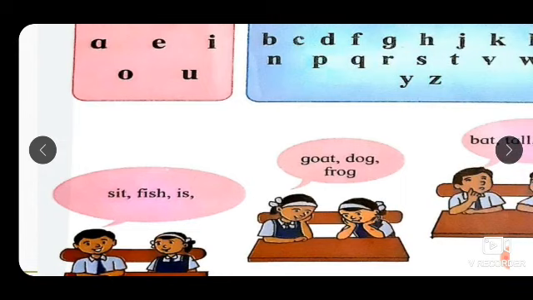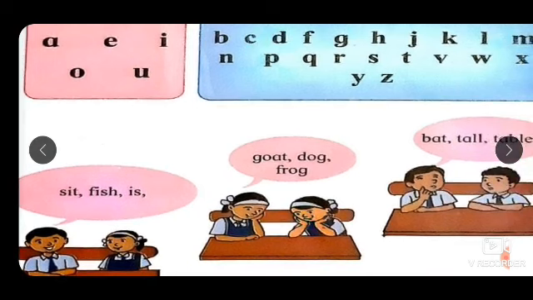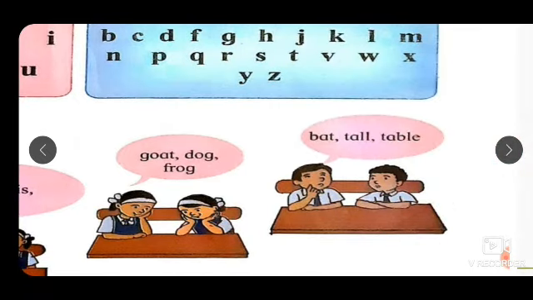With the help of 2 letters, they made different words like SIT sit, FISH fish, IS is. Can you see both the letters IS coming in all the 3 words? In the second picture, same way they also made different words with the help of 2 letters: GOAT goat, DOG dog, FROG frog. Third picture, BAT bat, TALL tall, TABLE table.